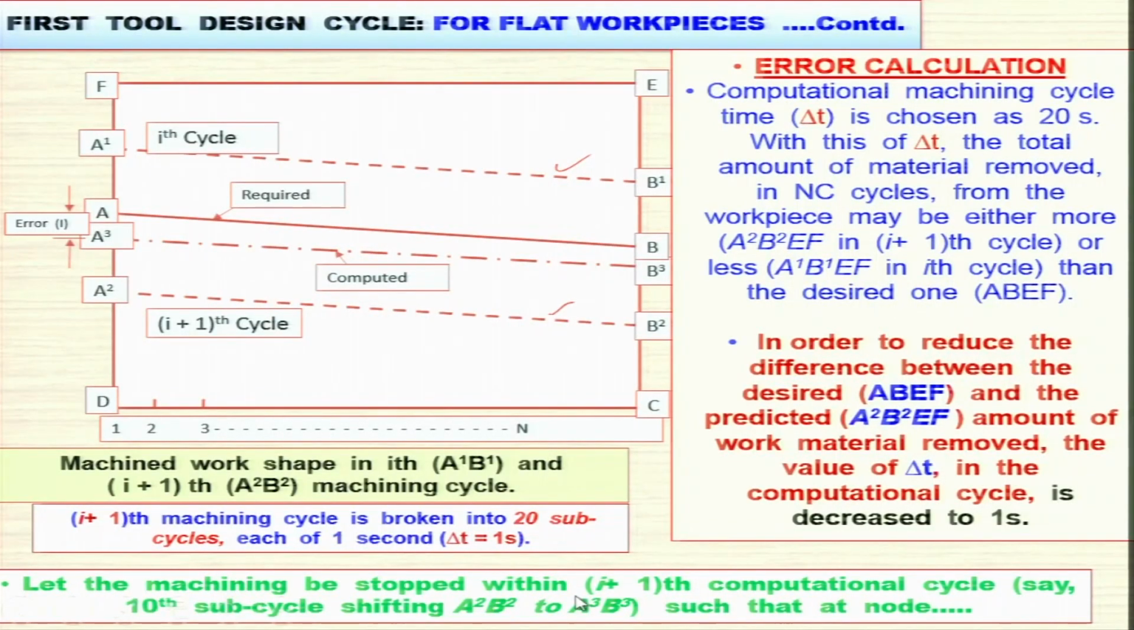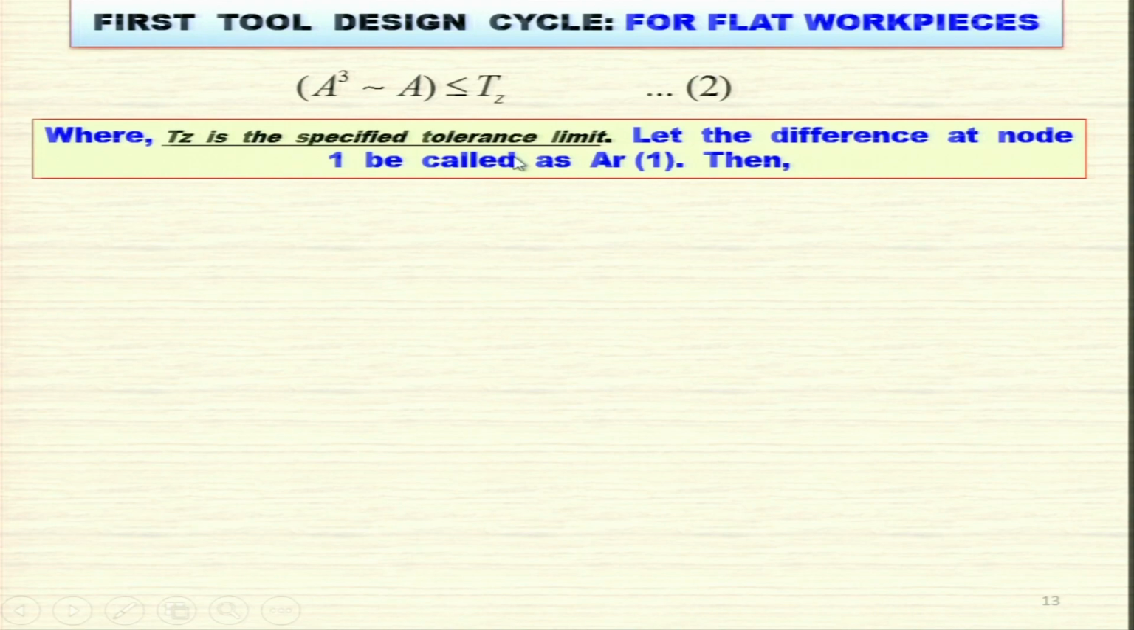Let the machining be stopped within the I plus 1th computational cycle, say the 10th subcycle, shifting A2 B2 to A3 B3. This is A2 B2 to A3 B3. This moves from here to A3 B3 over here, such that at node A3 minus A is less than or equal to Tz, that is the tolerance. If it is less than tolerance, then it is okay, where Tz is the specified tolerance limit. That means the difference between the required shape and the obtained shape is less than tolerance. Tolerance is provided, then you can accept this particular workpiece shape.